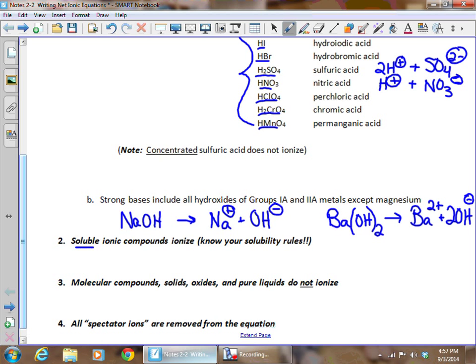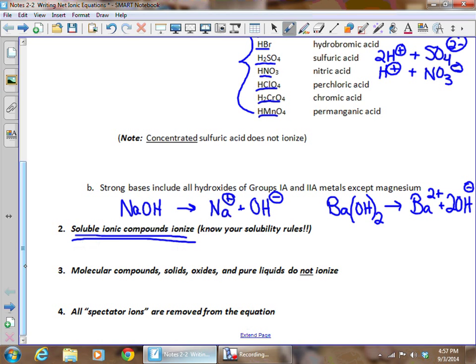Soluble ionic compounds also ionize. Know your solubility rules, and we'll talk about those as we go. We have to be able to look at the solubility chart and tell which of these ionic compounds are going to ionize because they're soluble. So soluble and strong split. SSS: soluble and strong split.